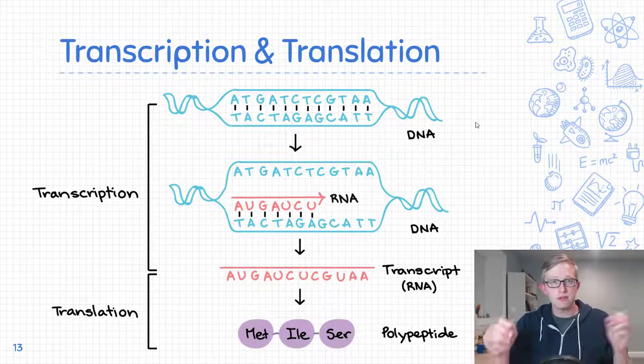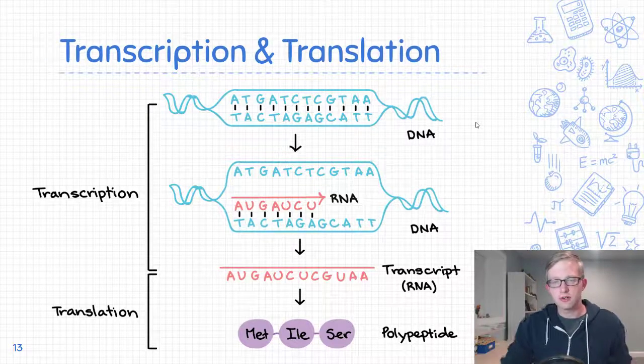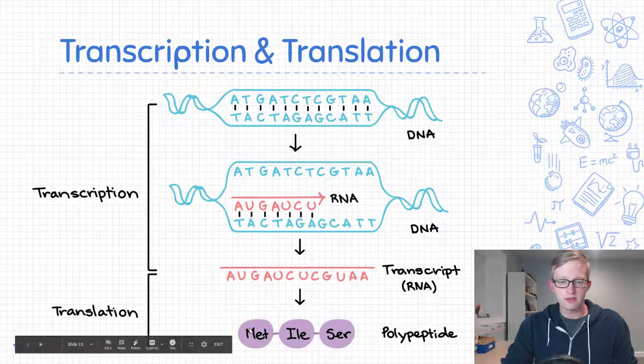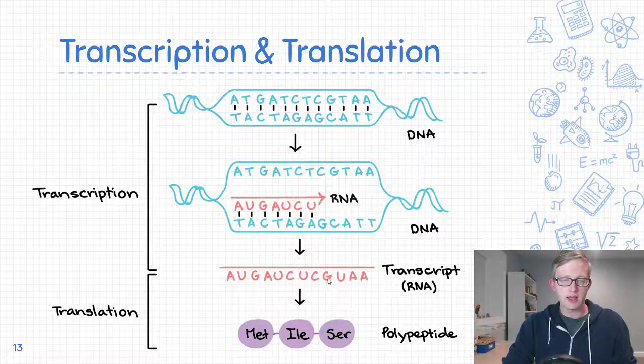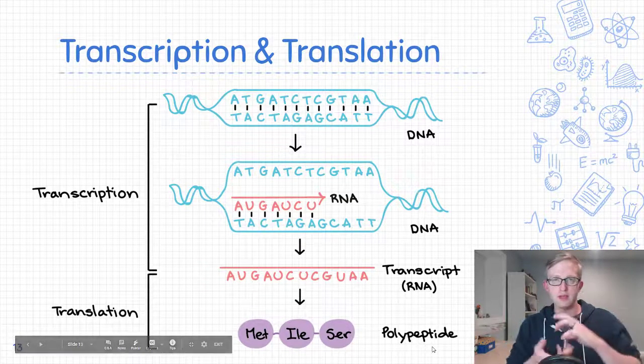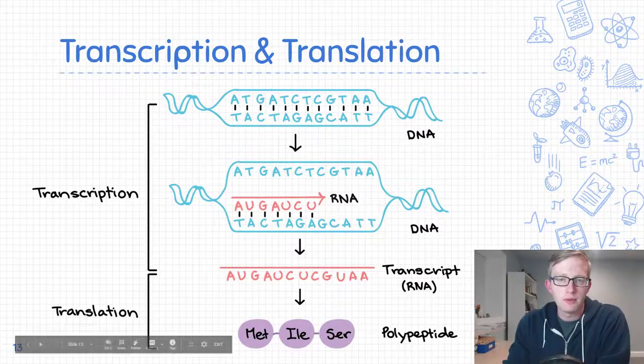So this is the whole process of transcription and translation. We started with DNA. We transcribed it, which means we turned that DNA into a copy of RNA. We sent that RNA out of the nucleus, and that RNA then gets to the ribosome, where the ribosome translates that RNA, or it takes the RNA and turns it into a series of amino acids that are linked together, and that's a polypeptide, which can then fold up into our three-dimensional protein.